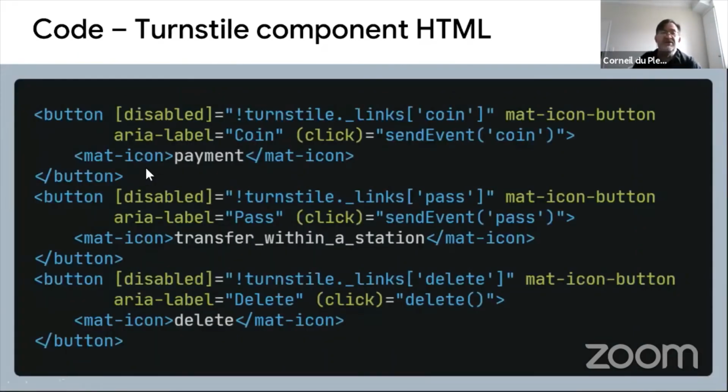The UI code, so I want to just show you this. Here we have the button is disabled if the turnstile's link for coin is not available. And the pass button is disabled if pass is not available. And the same for delete. So this you would do by, for example, let's say there's an operation you only want some people to perform. You can check their permissions on the back end and add the links that they're allowed to use. And that way you can turn stuff on and off. So that is how I control that.